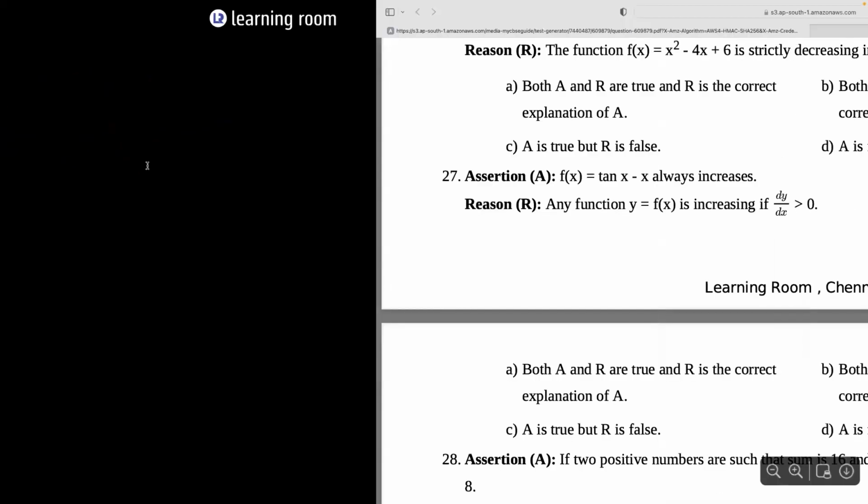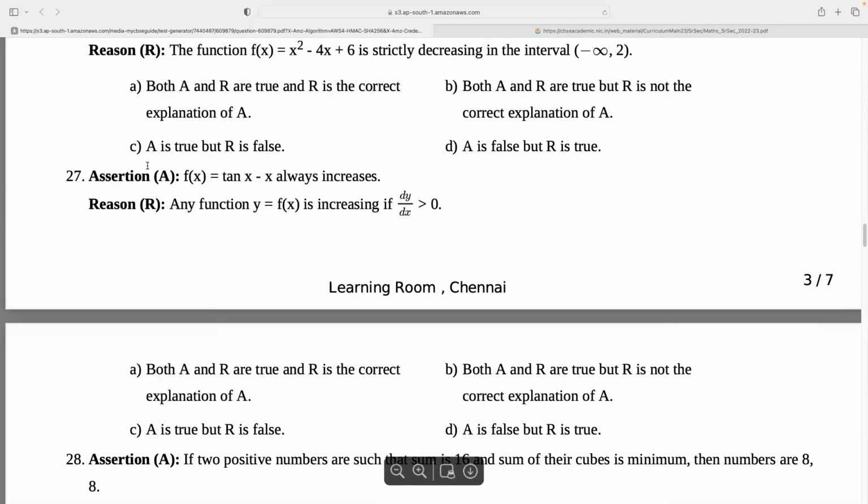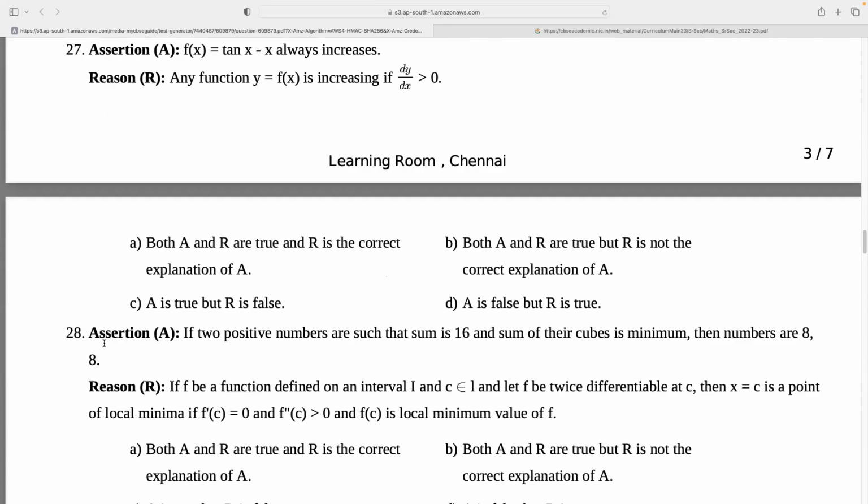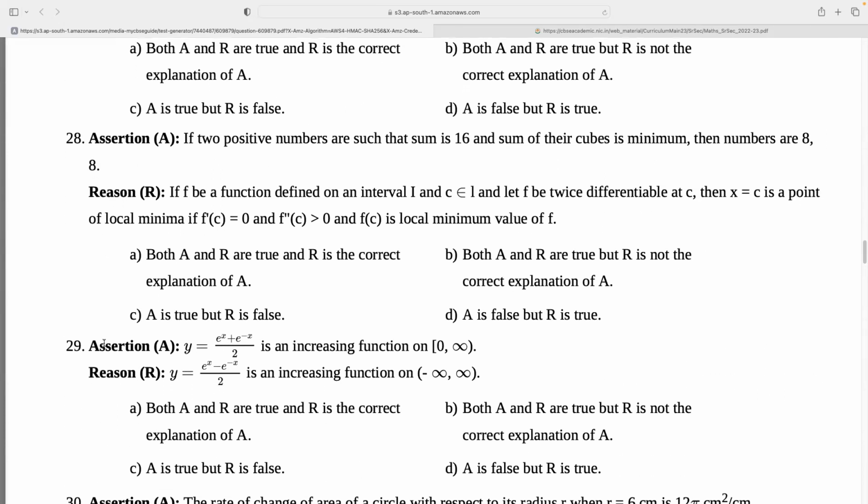So tan x minus x, its derivative is secant square x minus 1. We know that secant x is always greater than 1, right? So secant square x minus 1 is always greater than 0. So it's an increasing function. Both A and R are true, and R is the correct explanation for A. So we'll do one last problem and then we'll wind up.